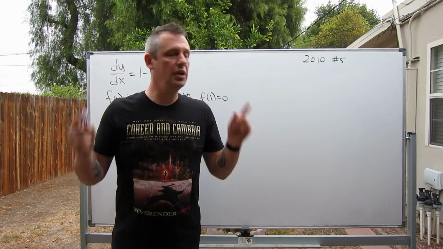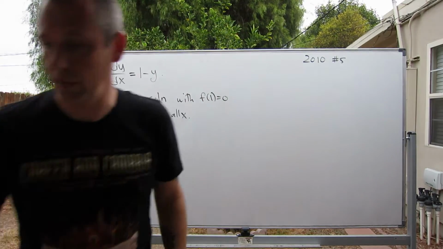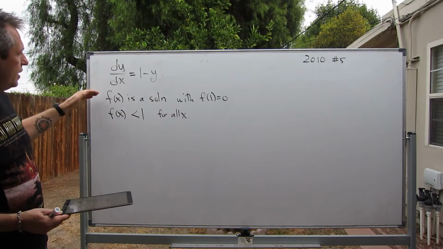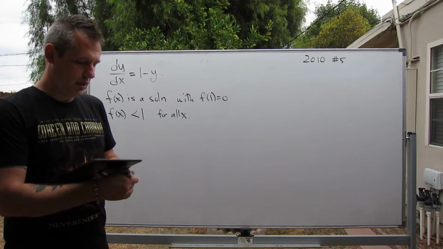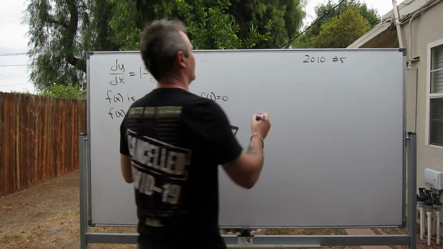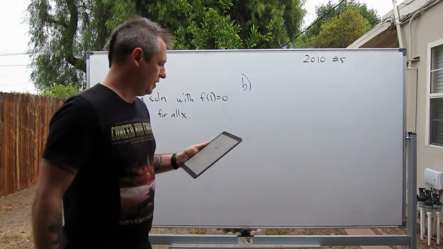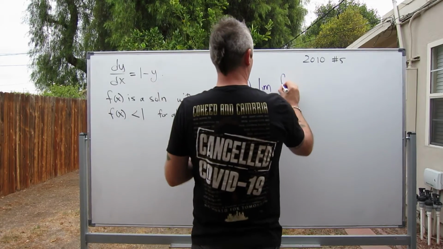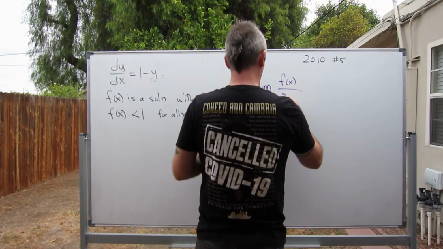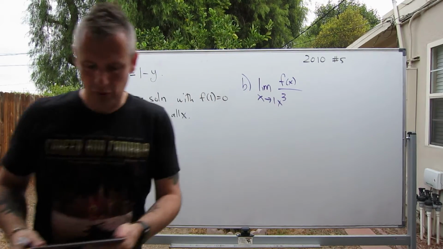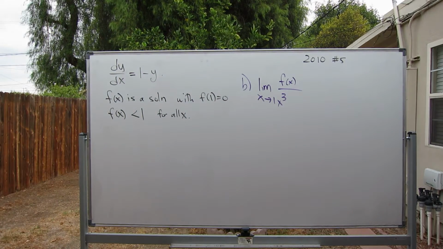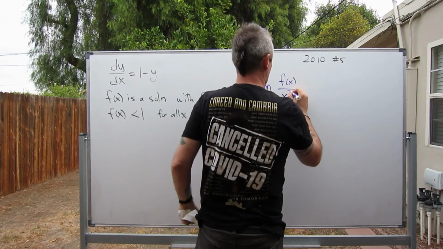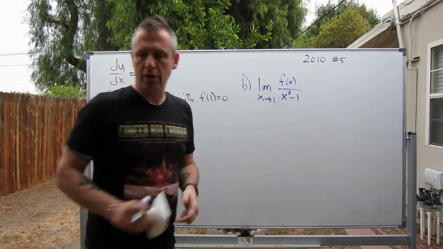Okay, here we are doing part B of 2010 number 5 AP Calculus BC. We're dealing with this differential equation, dy/dx equals 1 minus y, and we have a particular solution here. In part B, we're asked to compute a weird limit. They want us to find the limit as x goes to 1 of f of x over x cubed minus 1. Okay, so pretty straightforward, nice limit problem.